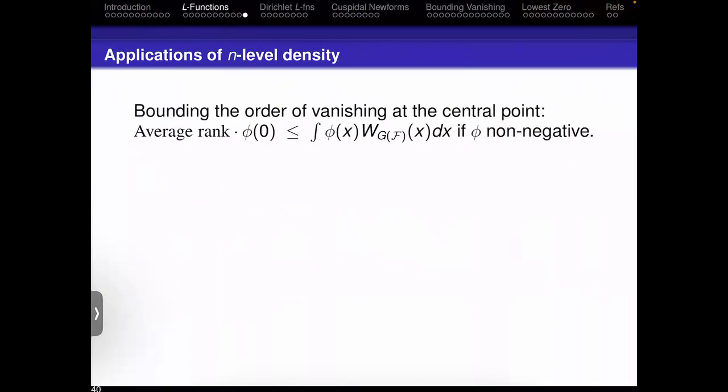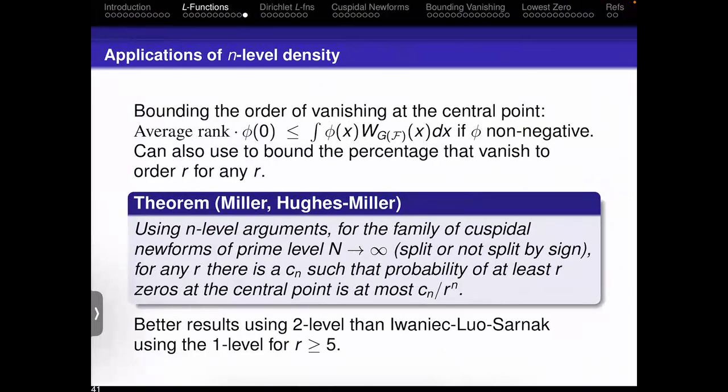So instead of going through the detailed calculations, we'll look at Dirichlet L functions. As a motivation as to why you might care about something like this, let's use this to bound the order of vanishing at the central point. So if I take phi to be a non-negative function, then the average rank times phi of 0 would just be less than or equal to this integral. And so if I just divide by phi of 0, I'm going to get a bound. And so with Chris Hughes years ago, we proved that there is some constant C of n that if you use the n-level density, you get that the probability of having at least r zeros at the central point is decaying like 1 over r to the n.